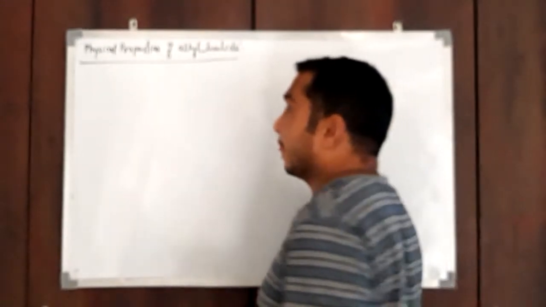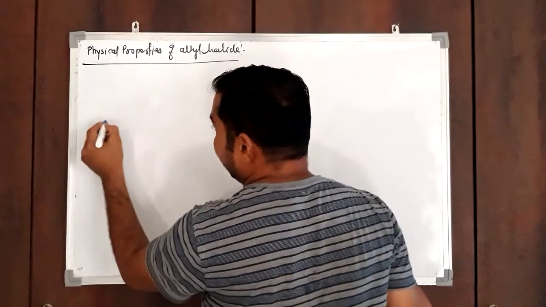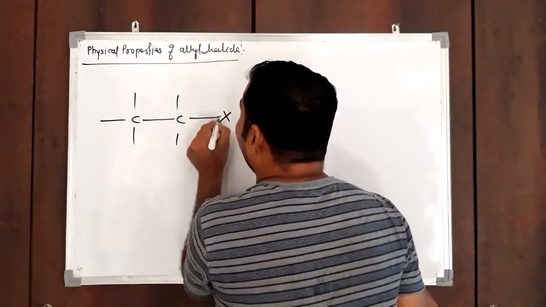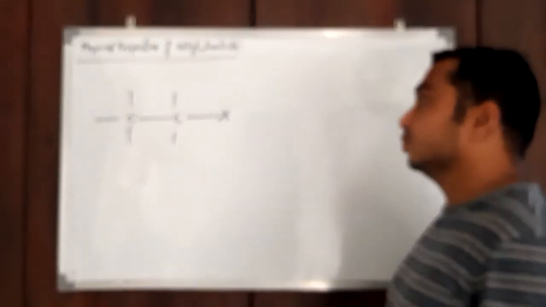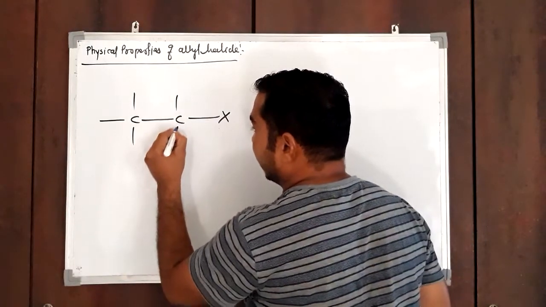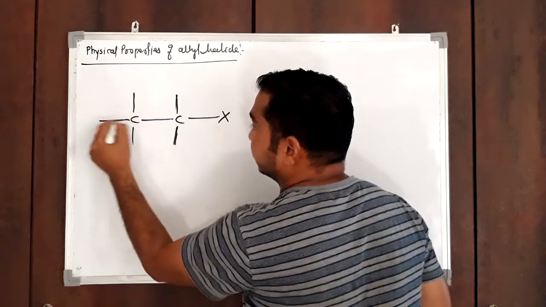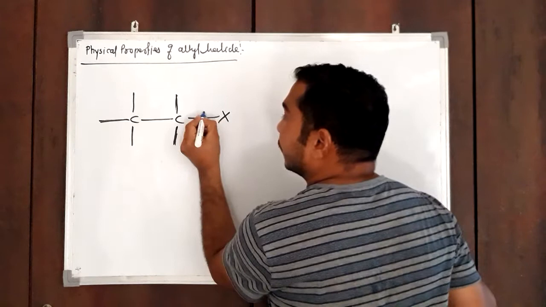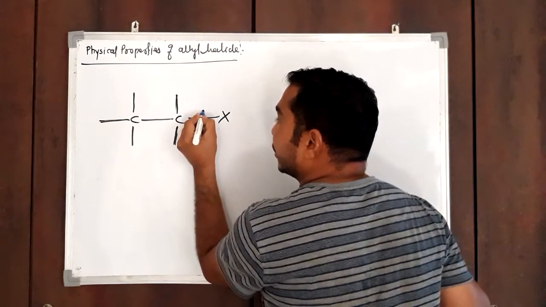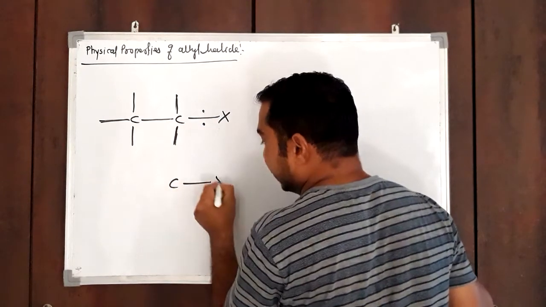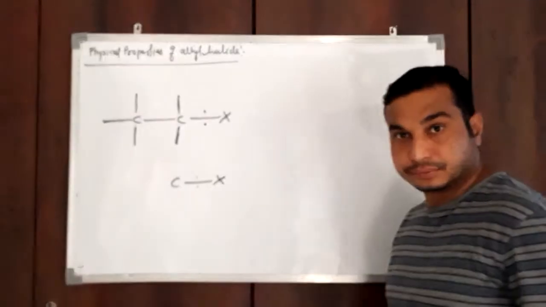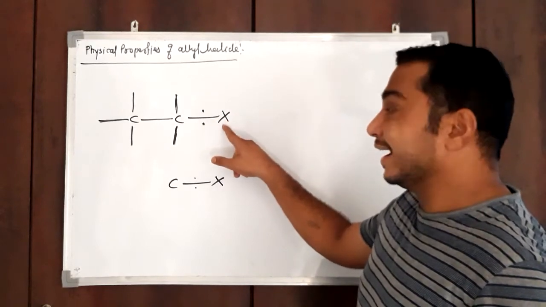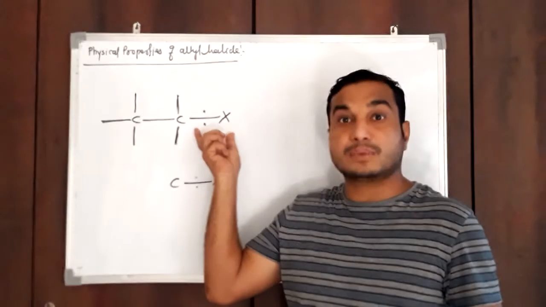See, in case of any alkyl halide, the halogen atom is directly attached to an aliphatic carbon atom. Now, what happened? We know this carbon halogen bond is formed by sharing of electrons. One electron is given by carbon and the second electron is given by the halogen atom. They have shared their electrons and form a covalent bond.